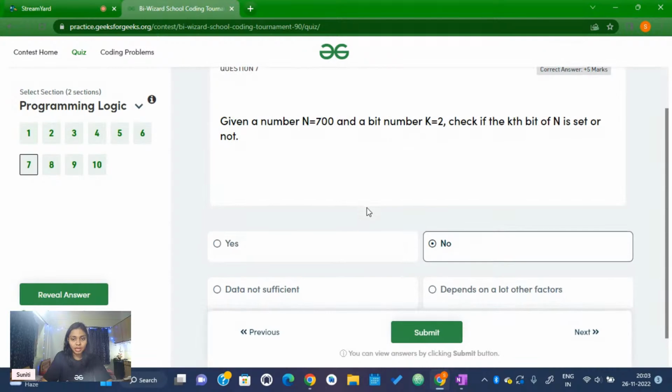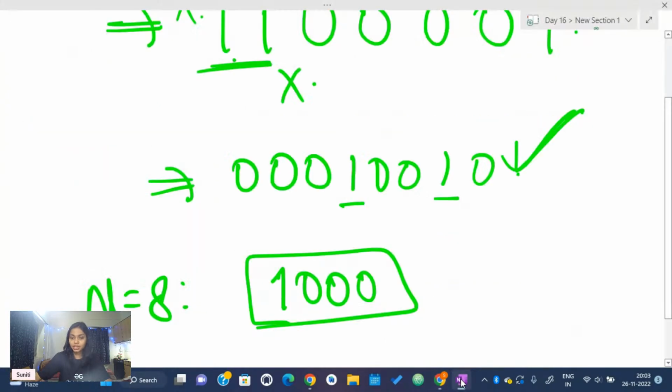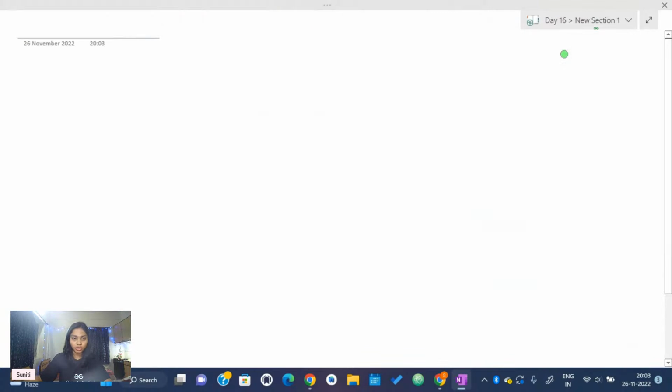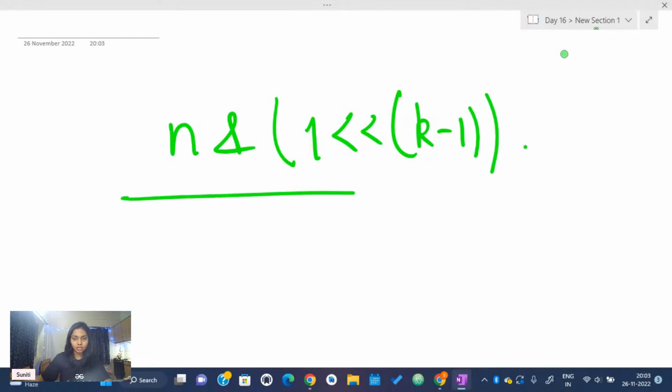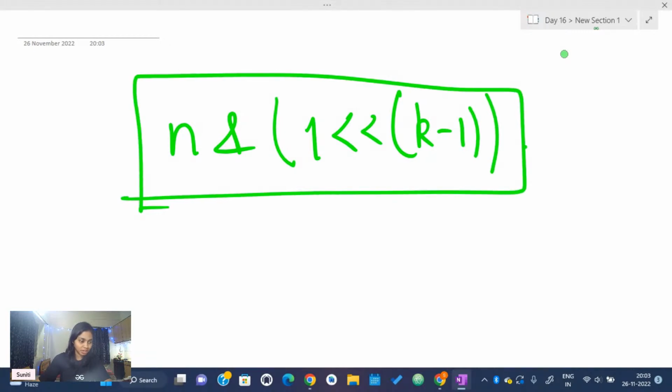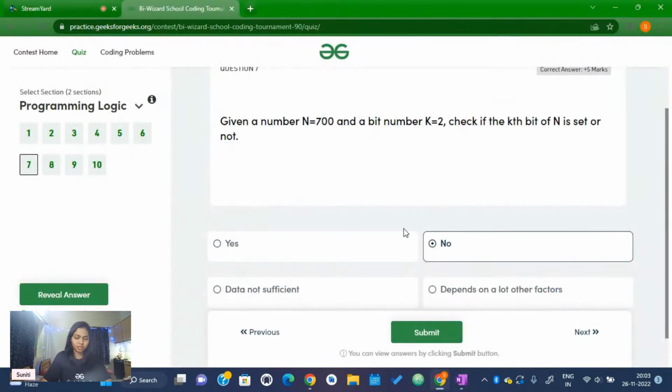Next, a number is given to us and a bit number is given to us, which is k is equal to 2. We have to check if the kth bit of n is set or not. What do we mean by set? It means we have to check whether we have 1 there or not. For this, the algorithm we have used is that you simply need to check n using the left shift operator. By using this, you can find out if the kth bit of the number is set or not. If you do this, we will get the answer, which is that the second bit is not set for the given number.